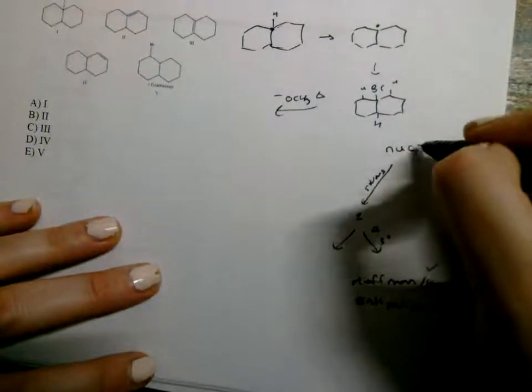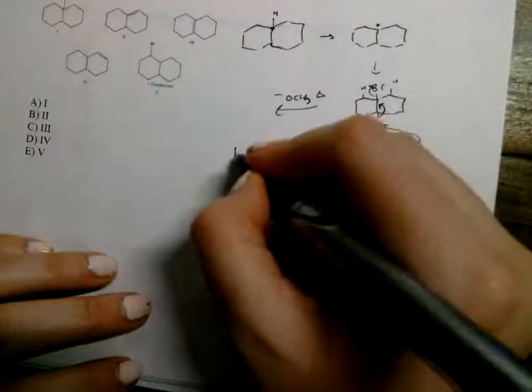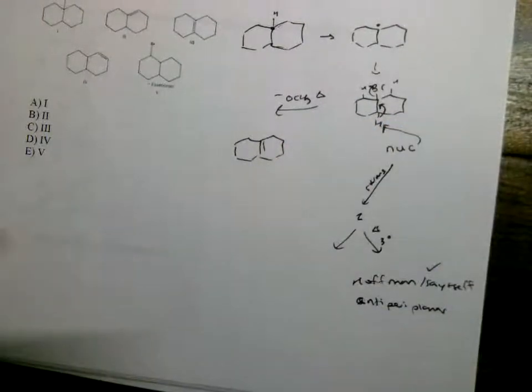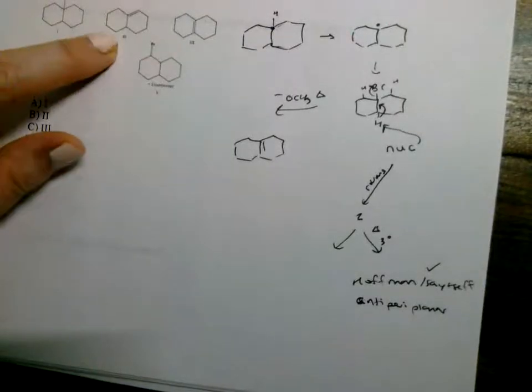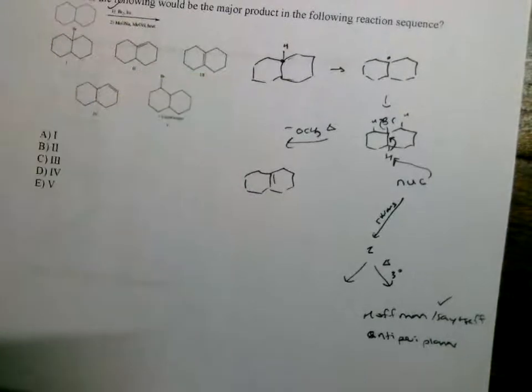So your nucleophile would come in and take this hydrogen. The electrons from that would form a double bond, and your leaving group would leave. And I think this would be your answer. If this was a big, bulky nucleophile, I think we would go for 2 as the option, but since it's narrow, I'm going to go for 3.